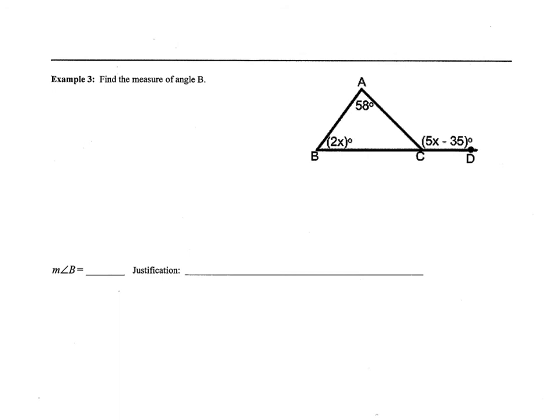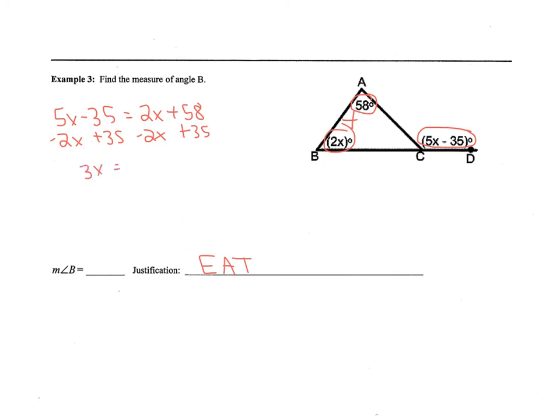Example 3, we need to find the measure of angle B. So let's find x. We'll use the exterior angle theorem, EAT, knowing that the exterior angle, 5x minus 35, equals the sum of the remote two interior angles. So 5x minus 35 equals 2x plus 58. We'll subtract 2x from both sides, and we'll add 35 to both sides. So on the left side we have 3x, on the right side we have 93. Divide both sides by 3 and we get x is 31.